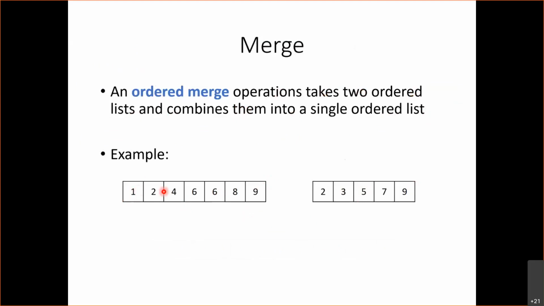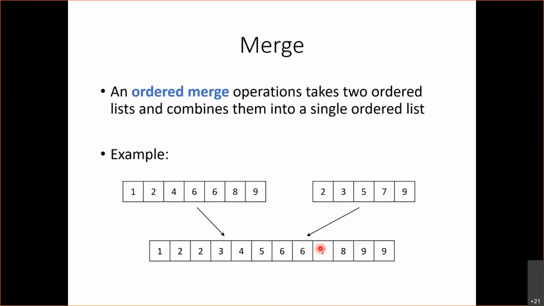Here I have 1, 2, 4, 6, 6, 8, 9. Here I have 2, 3, 5, 7, 9. What a merge does is that it takes these two lists and combines them into a single ordered list. And that list will look like this.